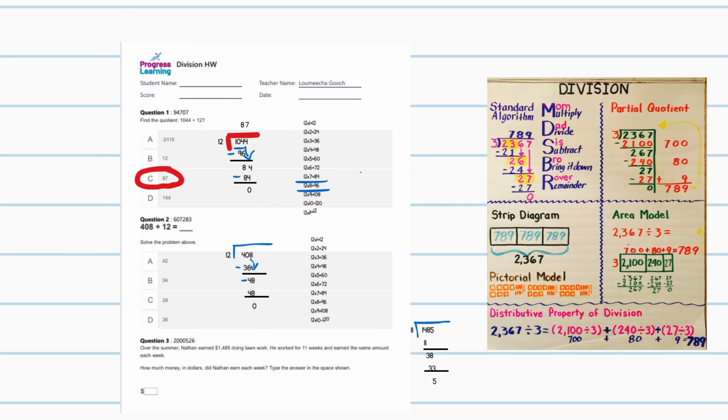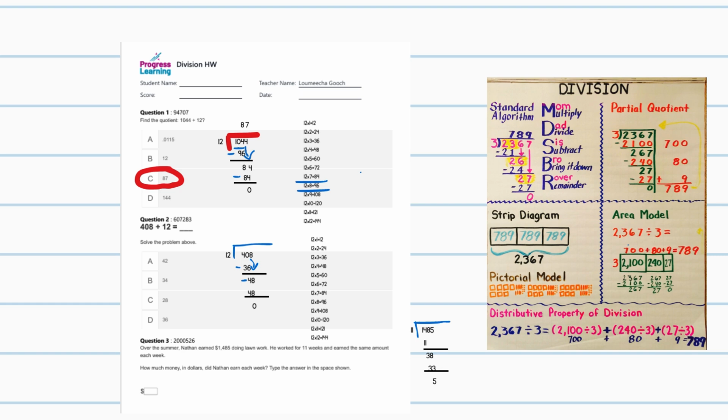So I wanted to start students out with the steps that they've learned in class. This is our anchor chart for division that all students have glued into their composition books. So this week, we are working with the standard algorithm, but we have also done partial quotient. That's kind of what we looked at last week. We have yet to do the strip diagram, and we have not done much of area model or distributive property.